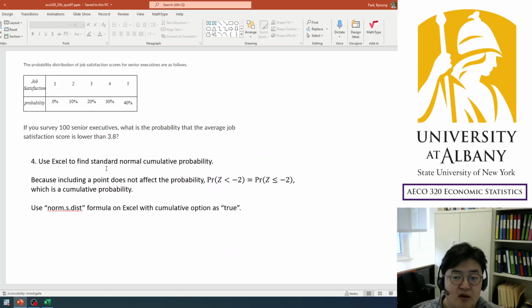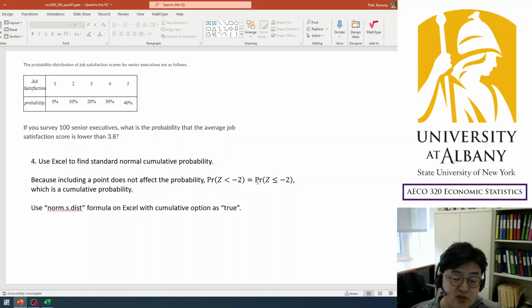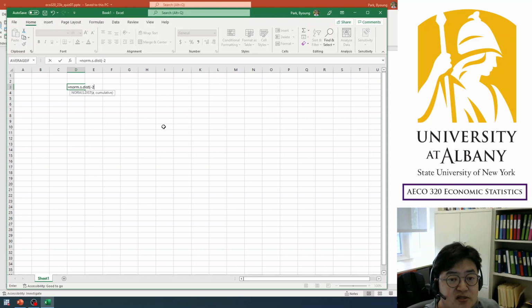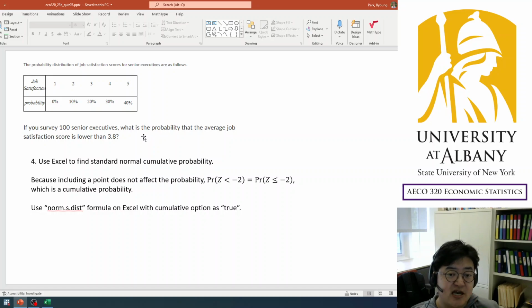And then finally, you are going to use Excel. Remember, when you use Excel, you have to transform all the probabilities into a cumulative probability, because it only gives you cumulative probability. Now, this is not a big problem. What you are calculating is strictly smaller than minus 2, but cumulative probability takes this form, and there is no difference. Let me show you. NORM.S.DIST, standard normal distribution, put minus 2 and TRUE. The second option is about cumulative probability, so you have to say yes. Then it is 0.02275. In percentage, it is 2.275%. So that is the answer, right?